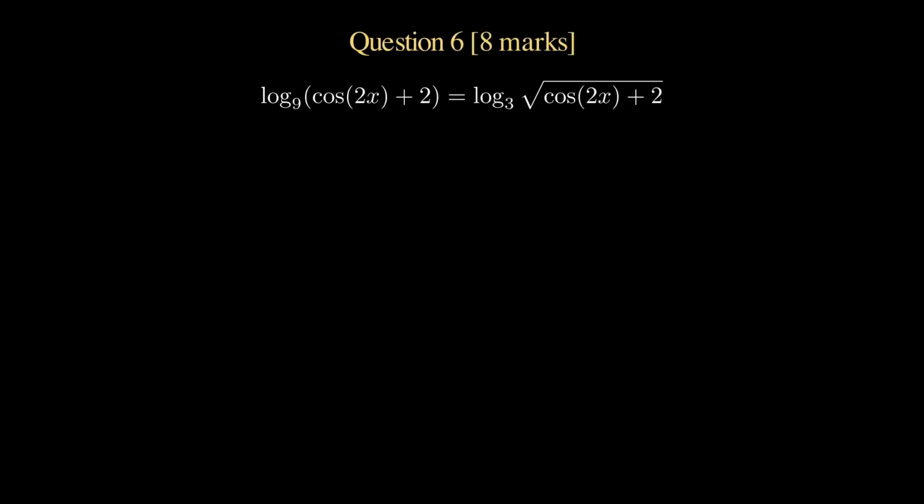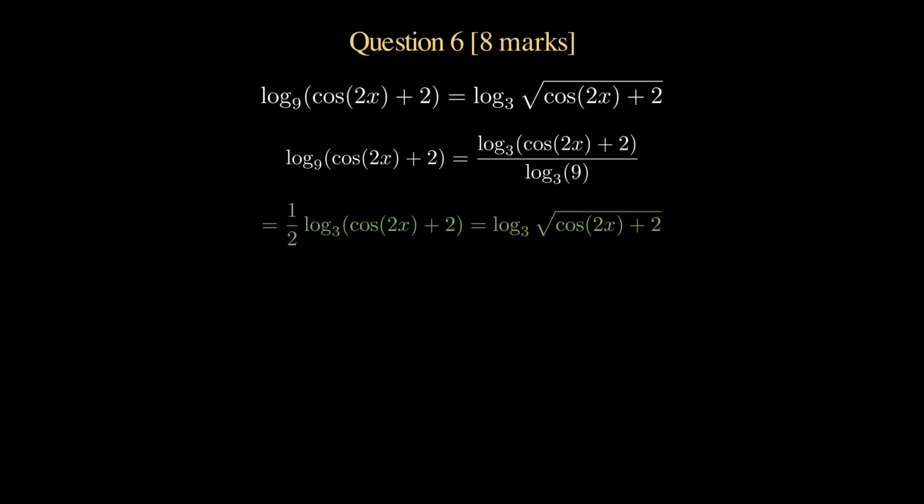Part A. Show that log base 9 of (cos 2x plus 2) equals log base 3 of root of (cos 2x plus 2). Using the change of base rule, log base 9 of 9 is 2, so we get 1/2 log base 3, which equals log base 3 of the square root.